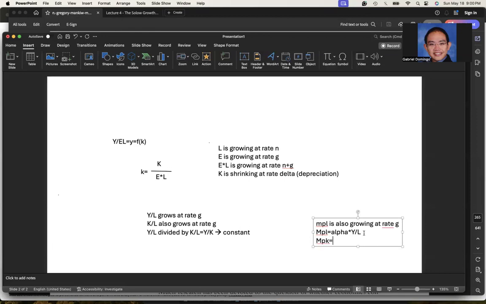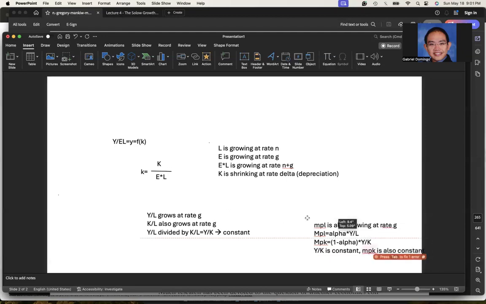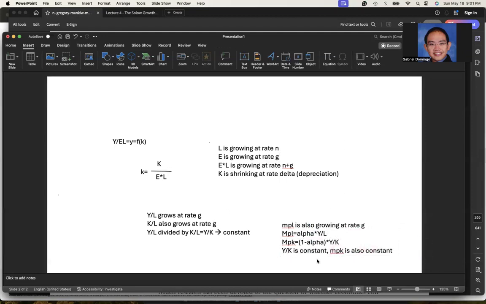Now, MPK is the share of capital, which is 1 minus alpha, usually. And it's going to be Y over K, right? And since Y over K is constant, because of this fact here, then MPK is also constant. So these are some facts about how real wages and real rental rates are also changing, based again on these results here from the Solow model long run or steady state.